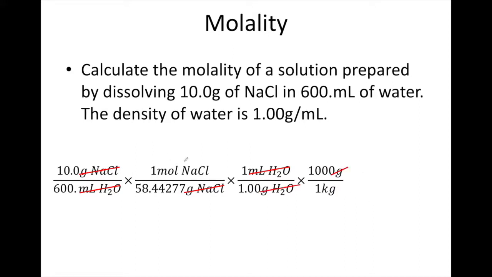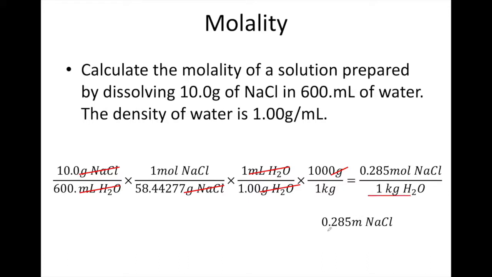My grams cancel. And now, paying careful attention to your units, I end up with moles of solute on top, and kilograms on the bottom, which is the units we want for molality. So now I just need to do my math, and I end up with 0.285 moles of sodium chloride per kilogram of water. So I could leave it like this, or I could write it as a 0.285 molal solution. Either one of these ways would be correct.